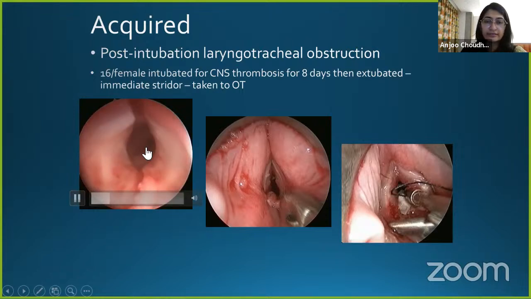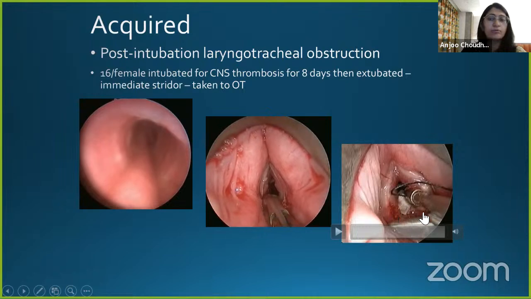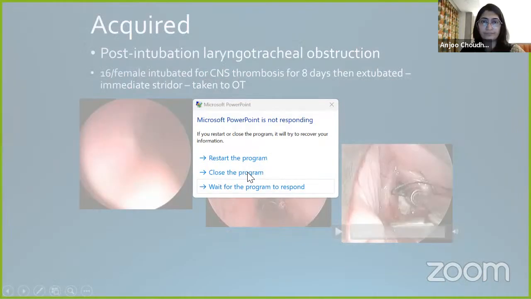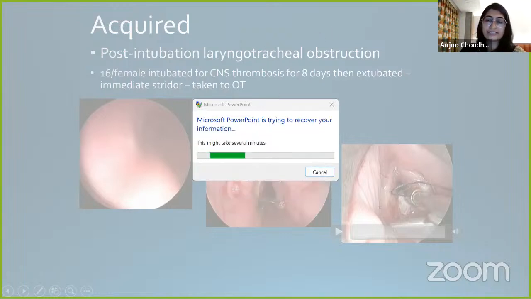A simple procedure like removing these granulations and applying steroid endoscopically over this local area and re-intubating with a smaller size tube, or maybe doing a tracheostomy if that is clinically needed, will solve the problem immediately. So this is what we are now recommending to many of our ENT colleagues: all patients who are called for a tracheostomy, we should try and remove the endotracheal tube and check the airway.